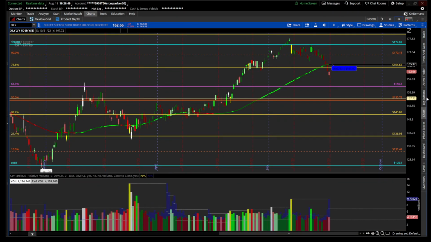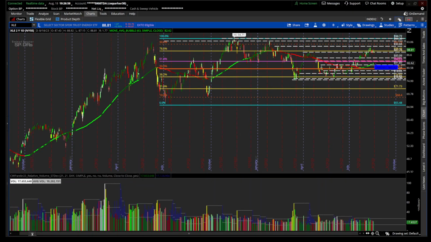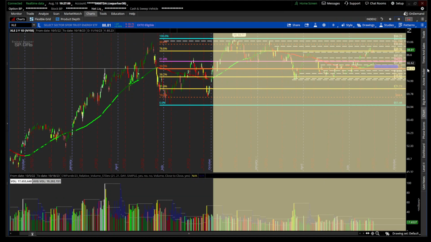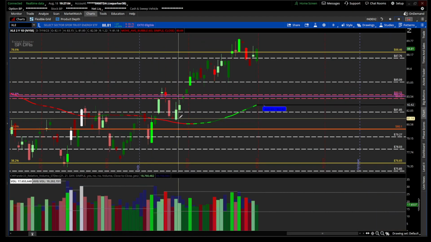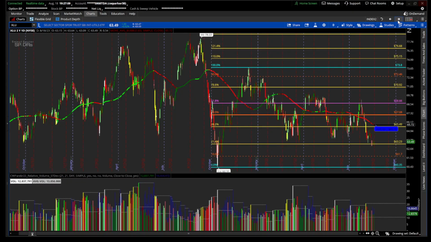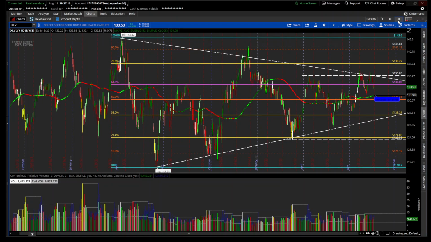So we come back to XLY. XLY is the consumer discretionary, and it broke below its 63. This is XLE. You can see where it broke above its 63. It's still above it. XLU utilities still below it. XLV healthcare is holding above its 63, and it's in this somewhat triangle as well.